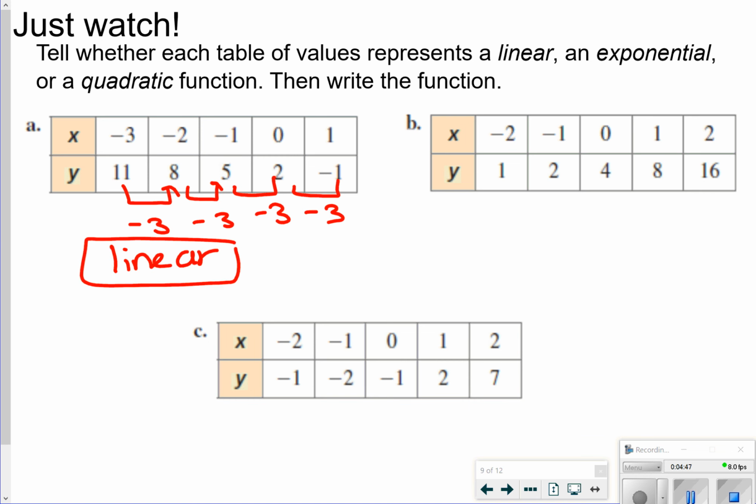For letter B, I see my x values are still constant up at the top. Great. And then for y, I'm noticing that 1 gets to 2 by multiplying by 2, 2 to 4 multiplied by 2, 4 to 8 multiplied by 2, 8 to 16 multiplied by 2. Since I'm multiplying, I have a common ratio, so this would be exponential.